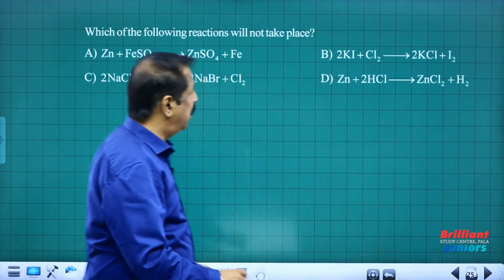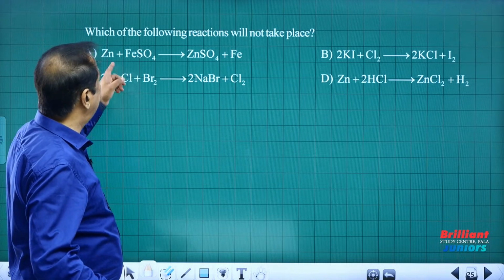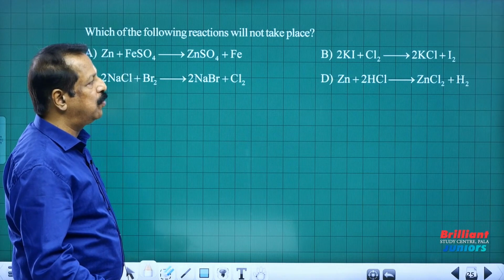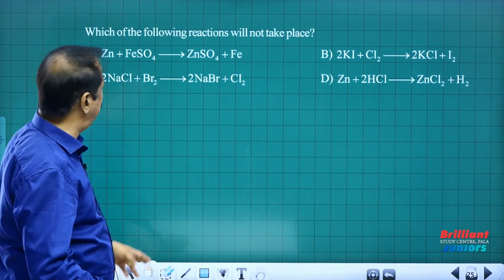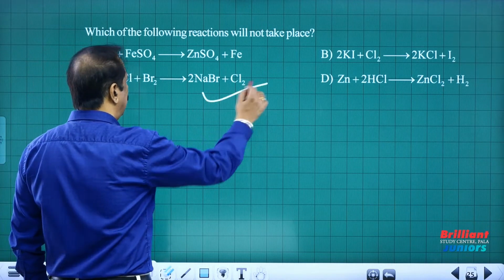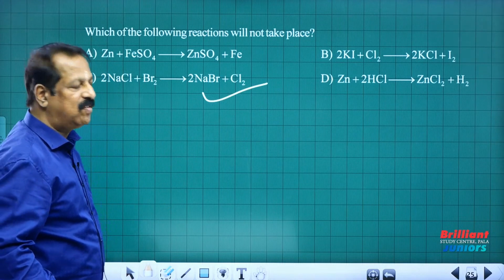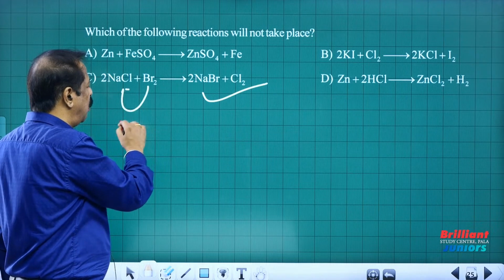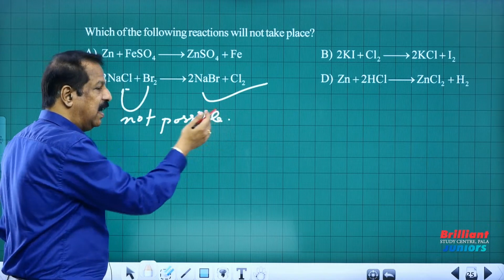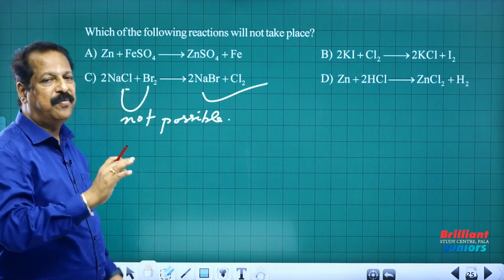The next question: which of the following reactions will not take place? Zn plus FeSO4 giving ZnSO4 plus Fe. 2KI plus Cl2 giving 2KCl plus I2. That will take place. 2NaCl plus Br2 giving, and this is not possible because bromine is less electronegative. Bromine could not displace chlorine from its compound. Because bromine is less electronegative, it could not displace more electronegative chlorine from its compound.